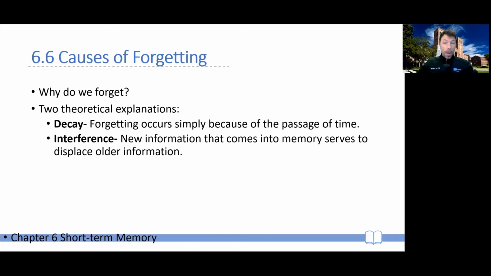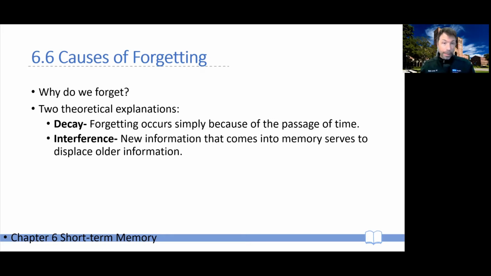Now, an important process in memory is that of forgetting. And of course, a good question is why exactly do we forget? What is happening that is leading us to become unable to retrieve something that we've processed and put in memory? Now, generally speaking, there are two main explanations.